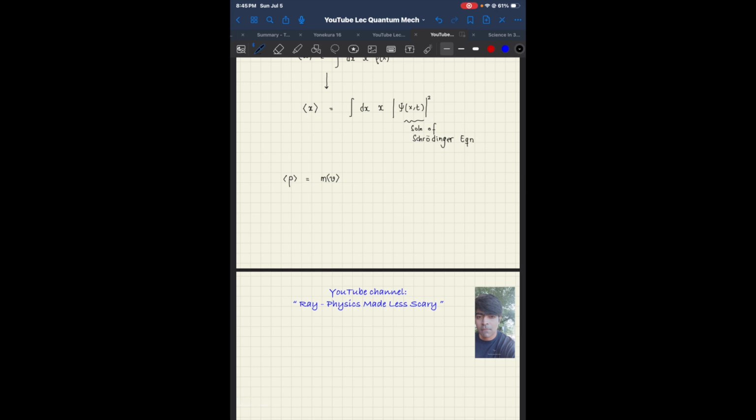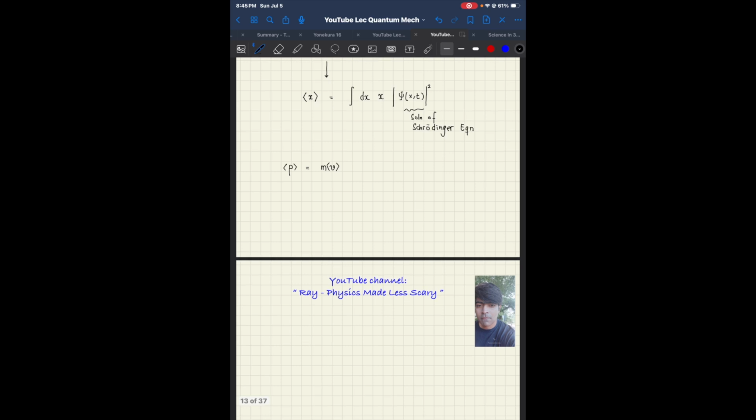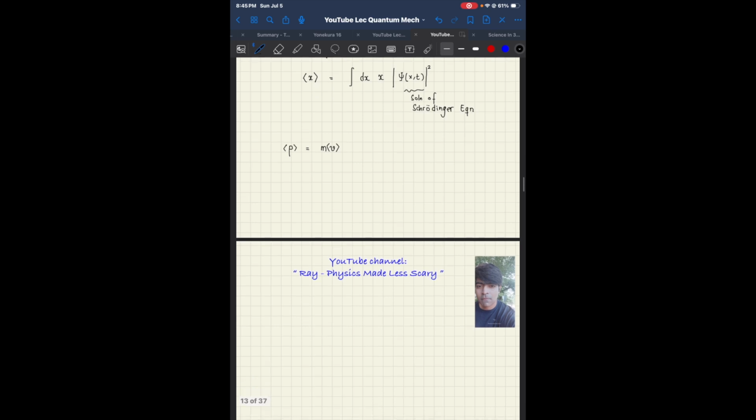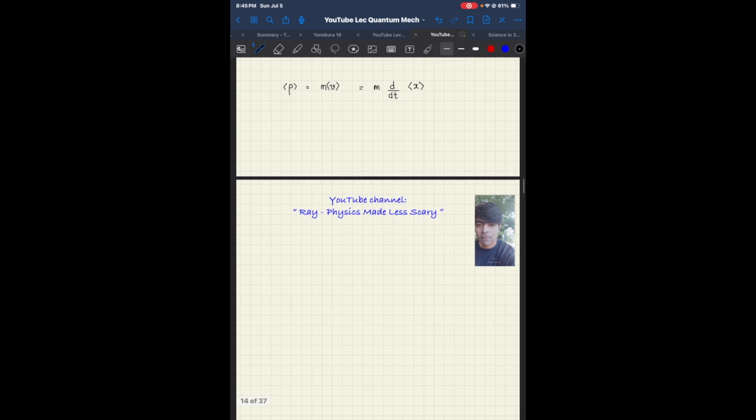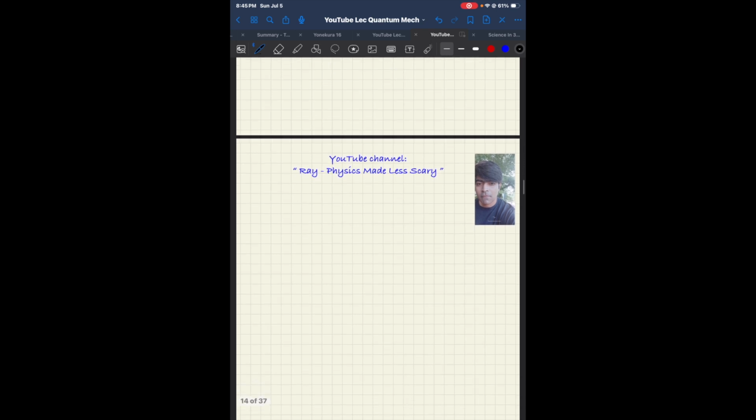So the expectation value of your momentum is just m times v. We literally borrowed this from classical mechanics, where m times v is m d/dt of the expectation value of x. Again, it is the same formula from classical mechanics. So as an exercise, let's evaluate the expectation value of v in quantum mechanics.